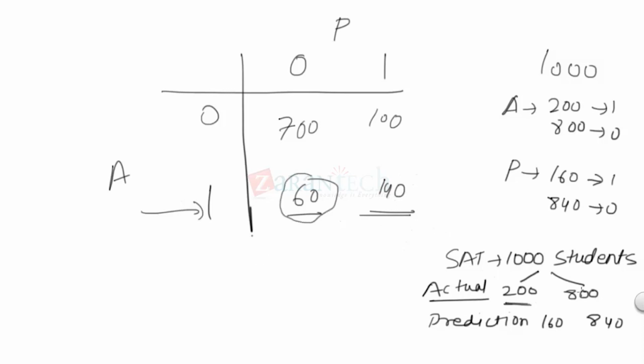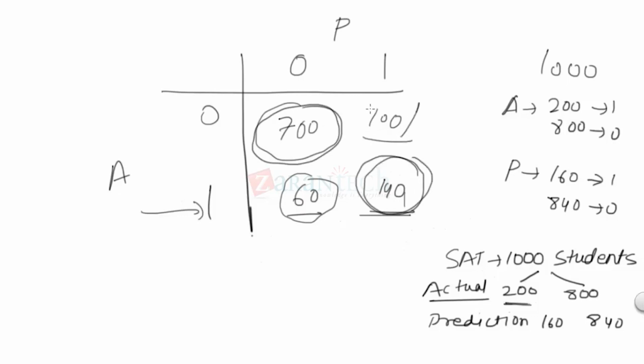Similarly, 800 people were not selected, and out of them we have marked 700 correctly. So this is a correct prediction, and this is also a correct prediction. These two are wrong predictions, because they were actually selected but our model says they have not been selected. And these two are right predictions.